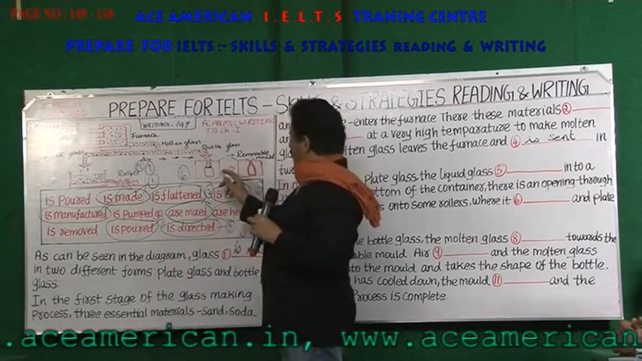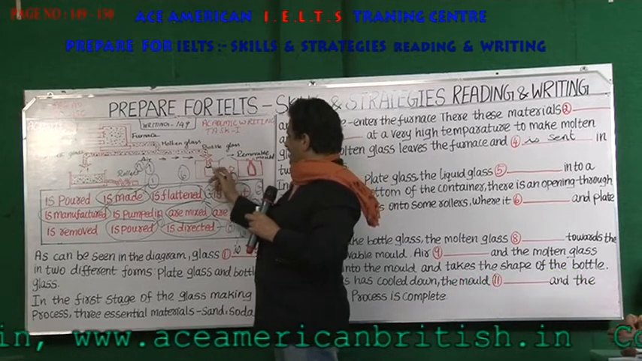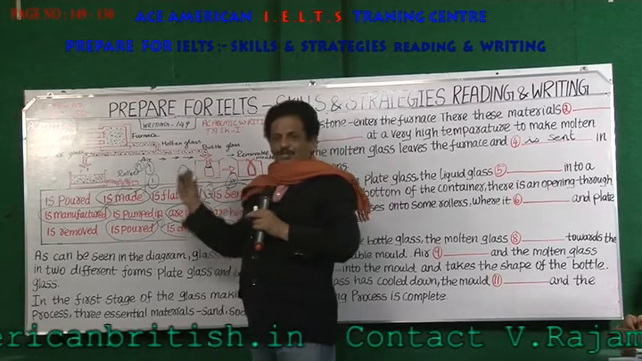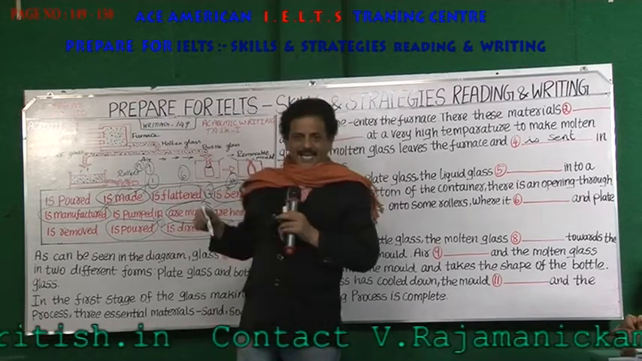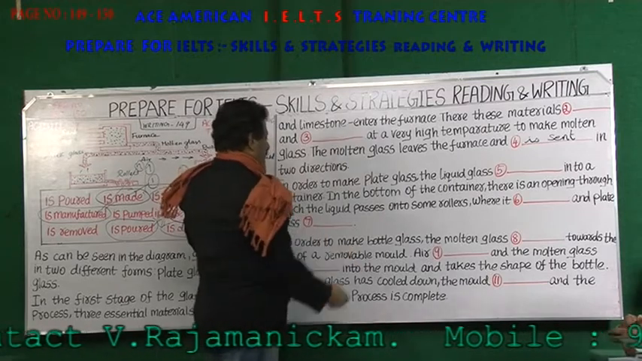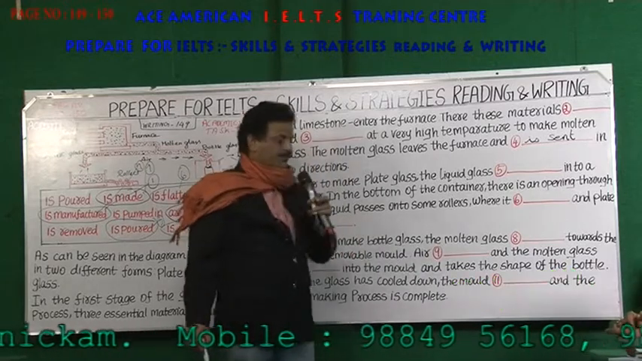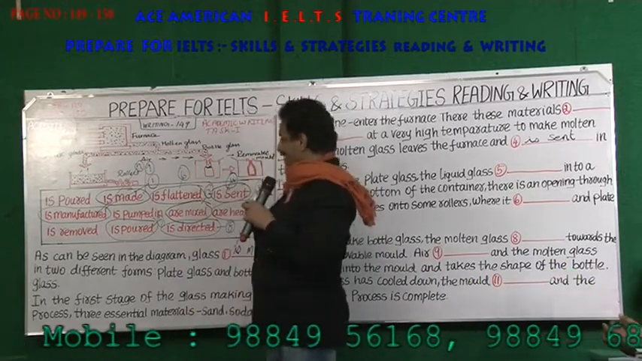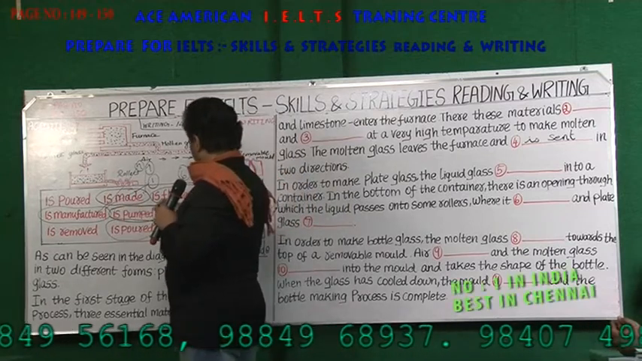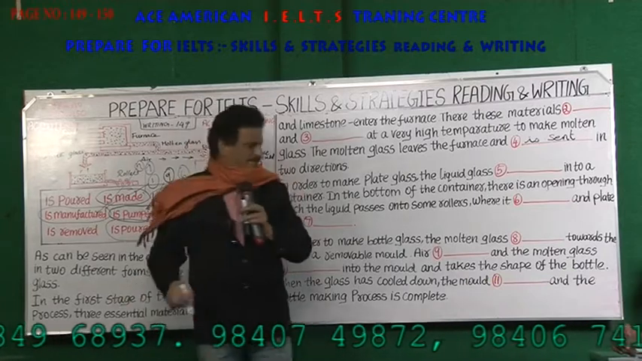See, this can be removed. This is a removable mold. Inside that there is a bottle mold structure, but this can be removed. So the glass is poured inside. Okay. Removable mold, air, number 9. What is the 9th answer? Air is pumped in. What is the number? 9. So the air is pumped in.